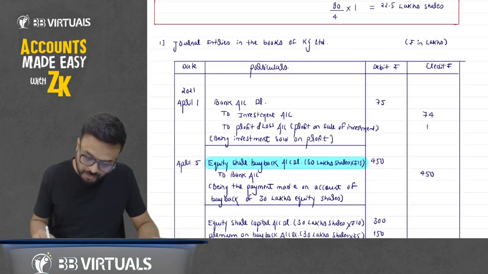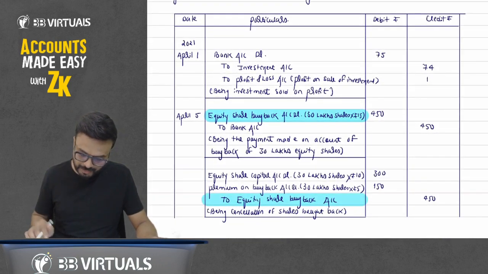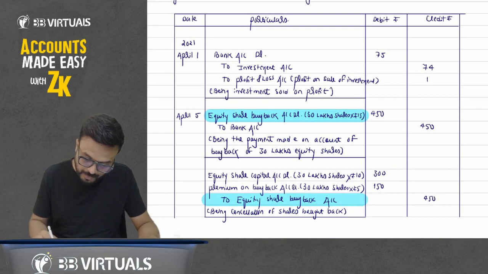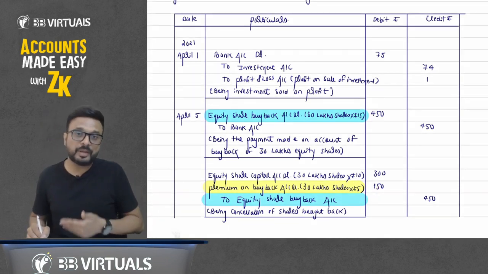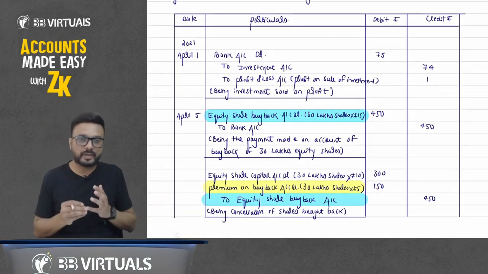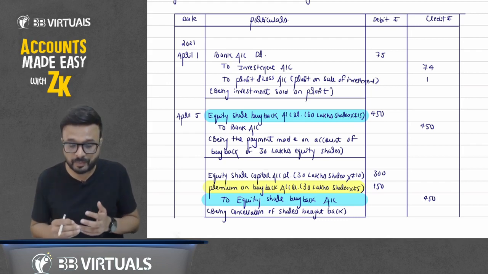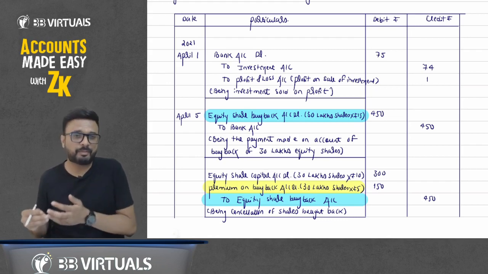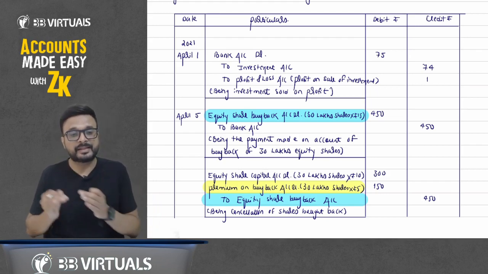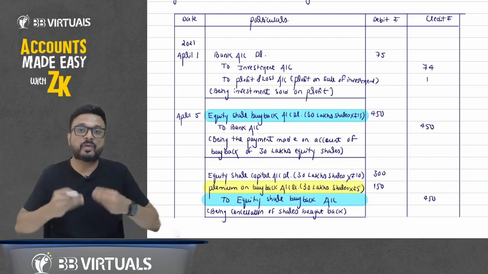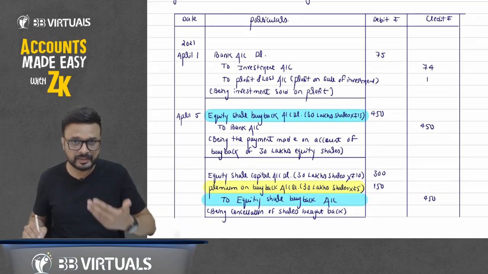How much do we want to write off? We want to write off 150. So the next entry will be to write off premium on buyback, which can be written off against securities premium, general reserve or profit and loss account. We have enough balance in securities premium account, that is 175, and we want to write off 150, so we can easily write it off.